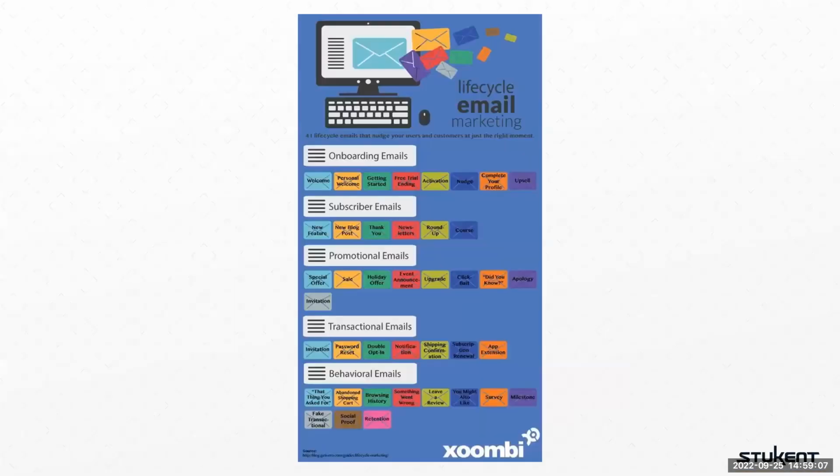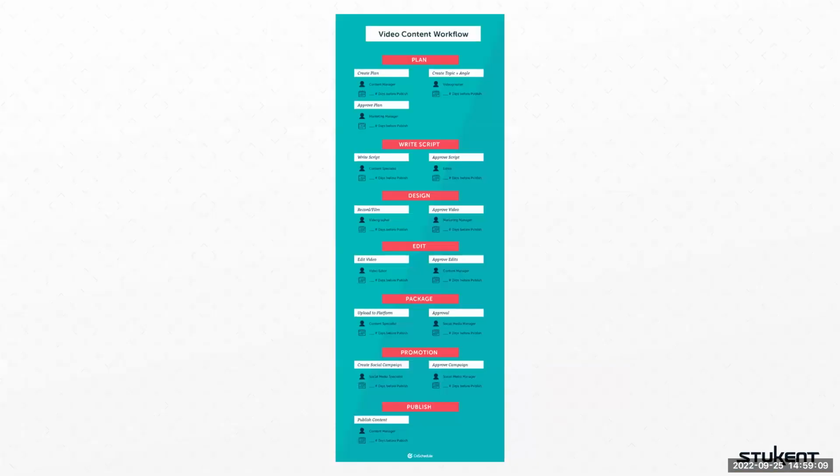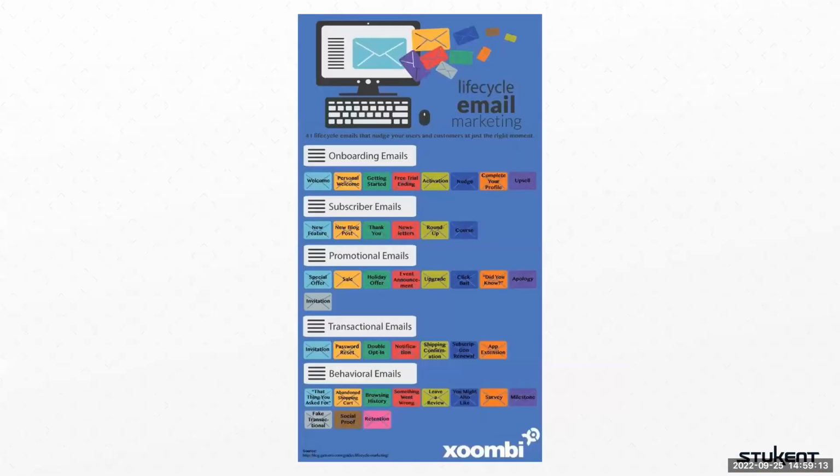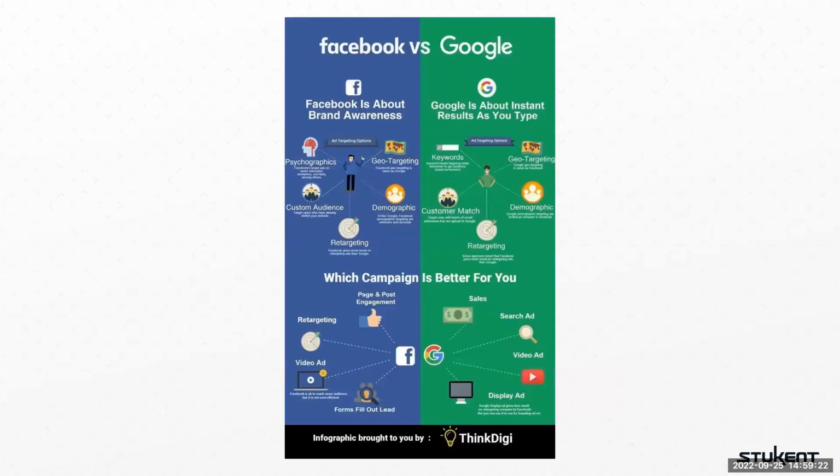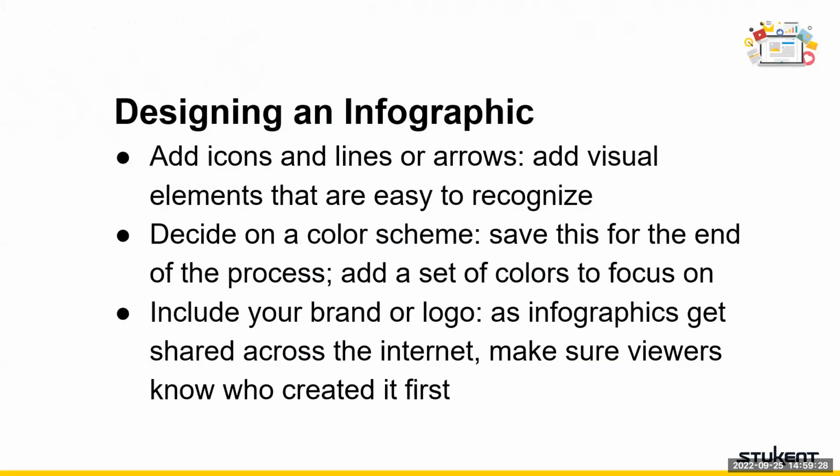But then you also need to take advantage of your space. So this one definitely does that. It takes advantage of that to the max. Whereas here they don't really do that. Everything's pretty packed in there. You also want to be able to add icons and lines or arrows. So here is a really good example with icons and lines. I don't see any arrows, but there's plenty of those.